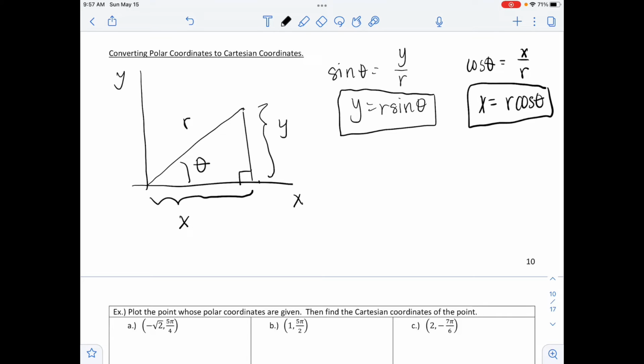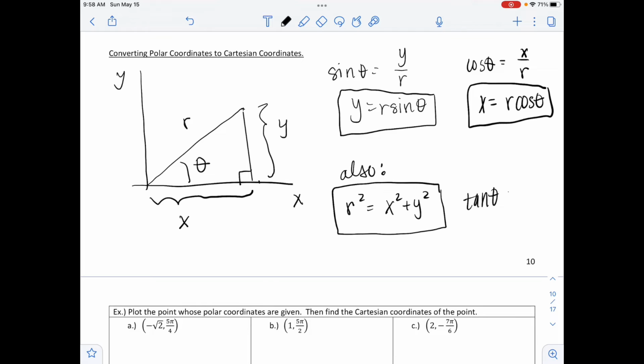And then we also know that r squared is equal to x squared plus y squared, using our Pythagorean theorem. And then also tangent of theta is equal to y over x. So all four of these boxes, these equations that we have written down, need to be memorized for your upcoming exam, so make sure you know those.